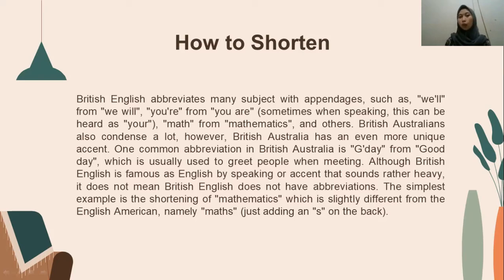Okay. Although British English is famous for sounding rather heavy in its accent, it doesn't mean British English doesn't have abbreviations. The simplest example is the shortening of mathematics, which is slightly different from American English, namely maths, just adding an s on the back. Math.